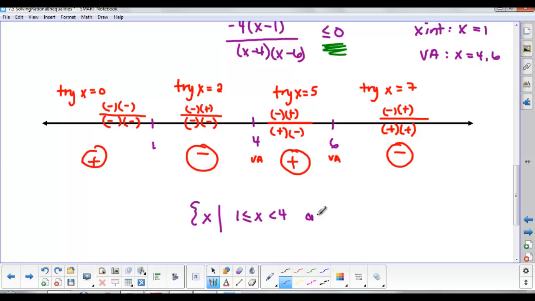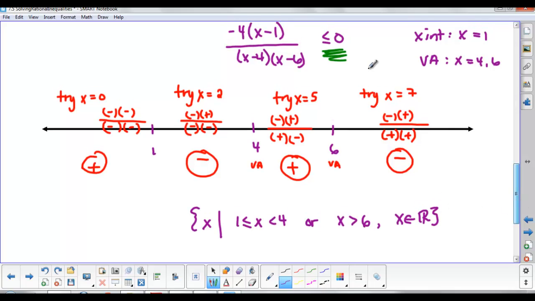And then the other interval is when x is greater than 6, and again notice because 6 was a vertical asymptote, I'm not going to put the equal to symbol there. So just something to really watch out for, especially when you are working with less than or equal to inequalities.